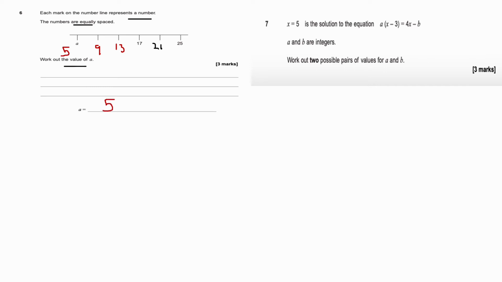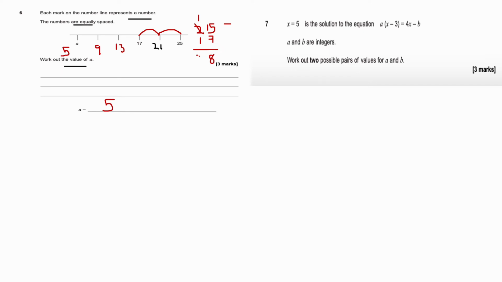Okay, so just to repeat that, guys, to go from 17 to 25, it's 2 jumps. 25 take away 17 gives me 8 as an answer. So for every 2 jumps, it goes up in 8.